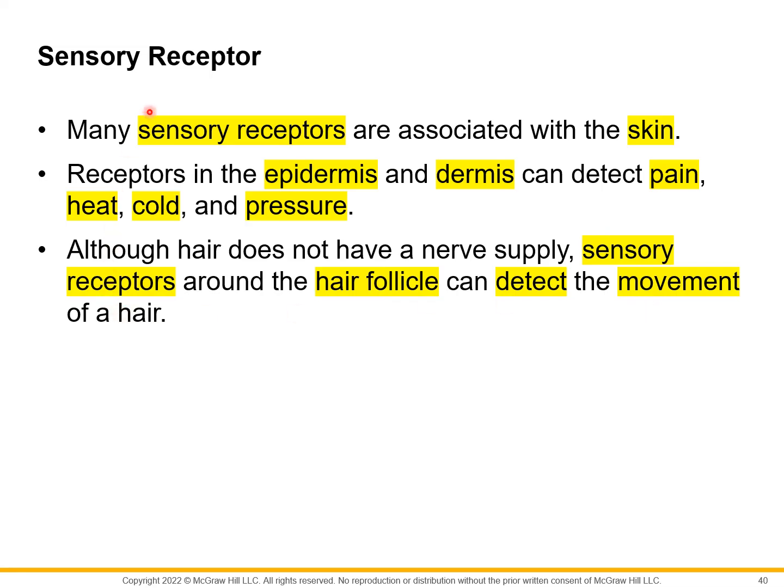Next, very self-explanatory po ang slide na to. Pasimplehin na lang natin. Sensory receptors can be found in the skin. So these receptors may be located at the epidermis and dermis, and they could detect many different things. So they could detect pain, they could detect heat, cold, and pressure para po we would be able to react accordingly to those different things.